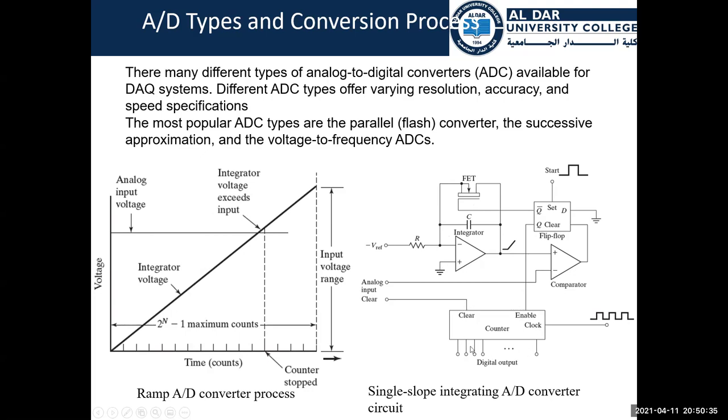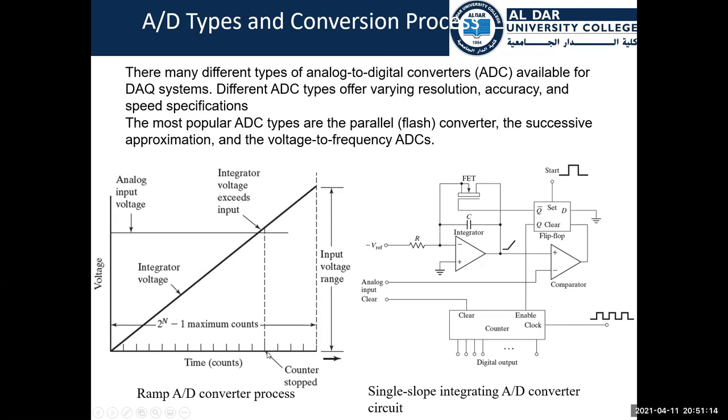The counter will be continuing clock counter. This is just a counter from 0, 1, 2, 3, 4, 5, 6. When will it stop? It will stop only if the input reference is equal to the analog input. This means that we will clear this latch, and the enable circuit will be zero. The enable line will be zero. This means disable this counter and stop counting.